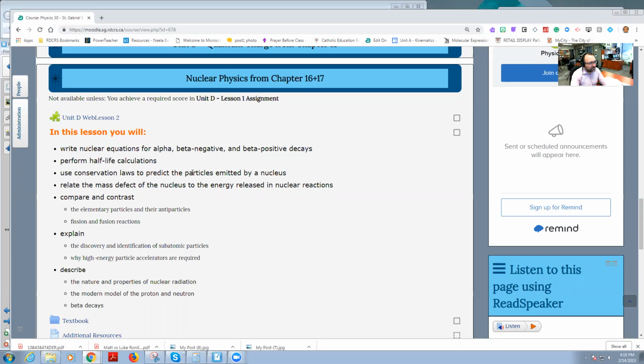Use conservation laws to predict the particles emitted by a nucleus. Relate the mass defect of the nucleus to the energy released in nuclear reactions. This is where Einstein's famous E equals mc squared will take place.